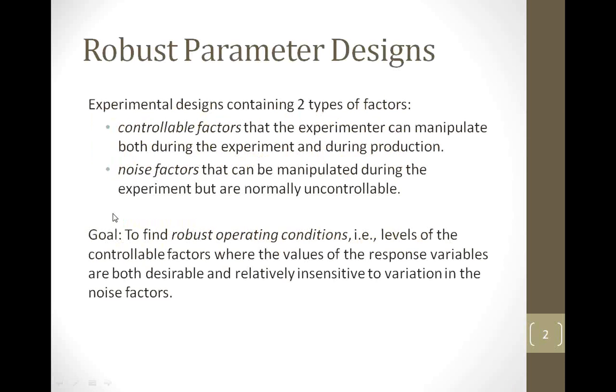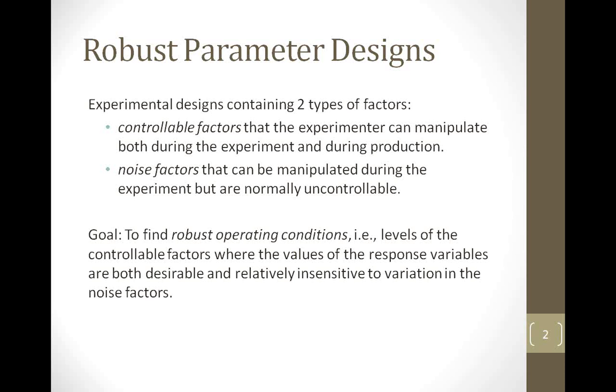Now, robust parameter designs are experimental designs that contain two types of factors. First off, there are the standard controllable factors, which are factors that an experimenter can manipulate both while doing the experiment, but also later on during production. These are the normal sorts of factors that one experiments with, and the idea of many experiments is to find a good or optimal setting of these controllable factors so that you achieve whatever response variables you're interested in.